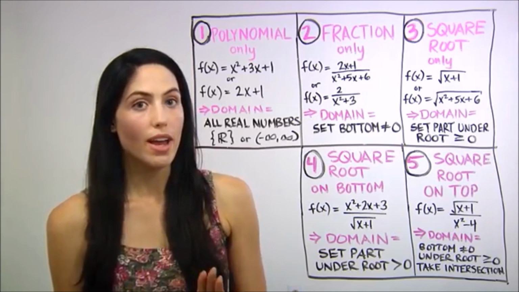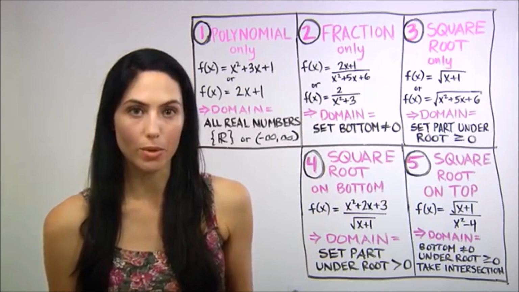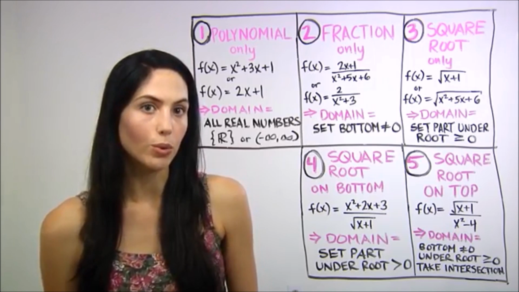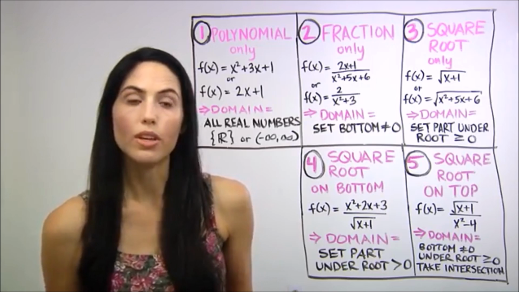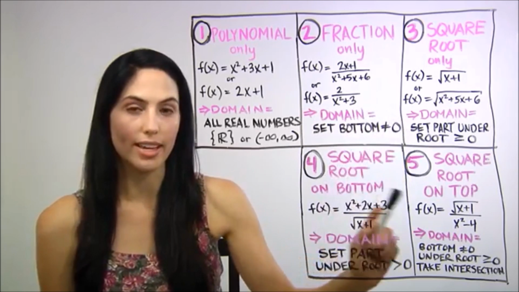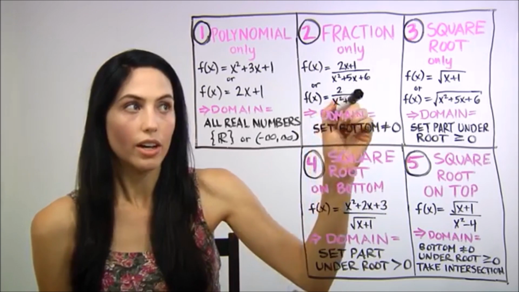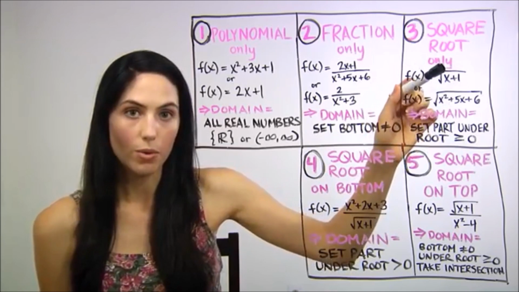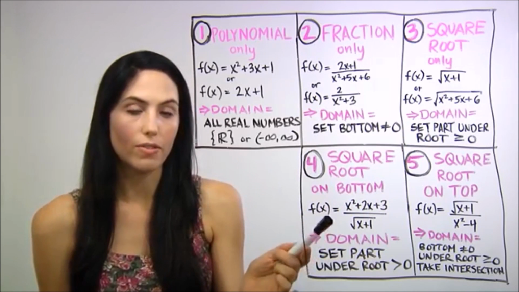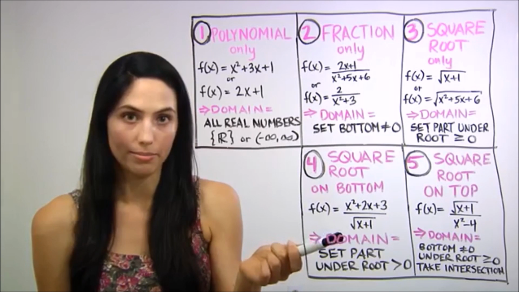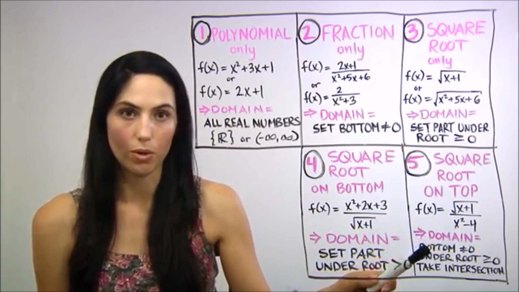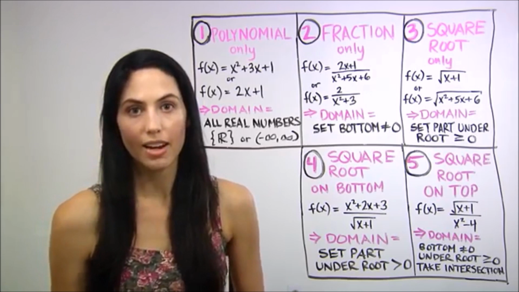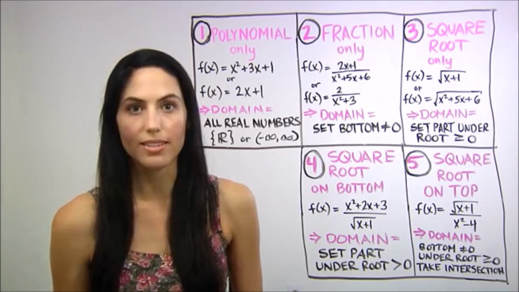Now, if you don't have just a polynomial and you have something more complicated like a fraction or a square root or possibly both, it's going to be one of these 4 cases. It's either just a fraction, a square root on its own, a fraction with a square root in the bottom, or a fraction with a square root in the top, the numerator. I'm going to explain how to find the domain for all of those cases.